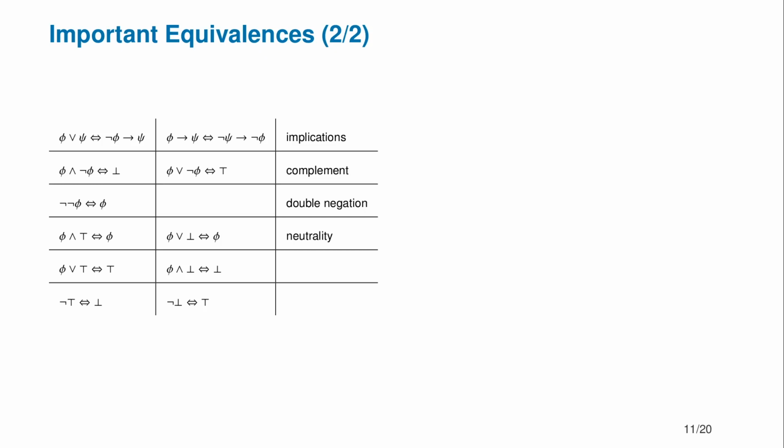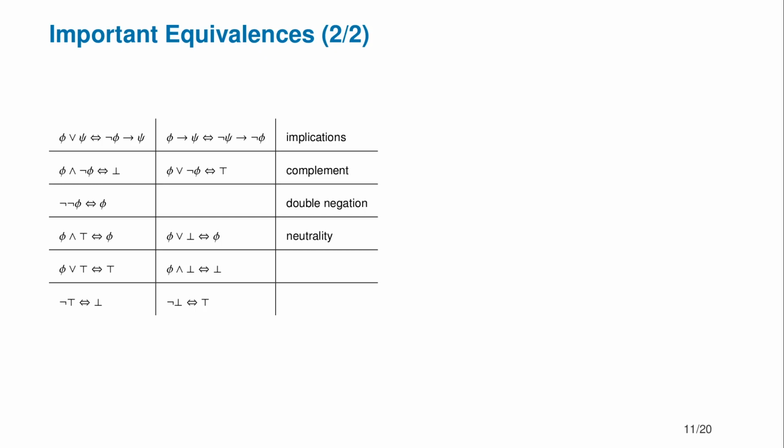If we have phi and not phi, this is the same as bottom. If we have phi or not phi, this is the same as top. So this is the rule of complement. Here we have a contradiction, here we have a tautology. Then if we have double negation, this is the same as the plain formula. If we have phi and top, this is the same as phi. If we have phi or bottom, this is the same as phi. If we have phi or top, this is the same as top. And if we have phi and bottom, this is the same as bottom. Not top is the same as bottom, and not bottom is the same as top. So these rules you should know.